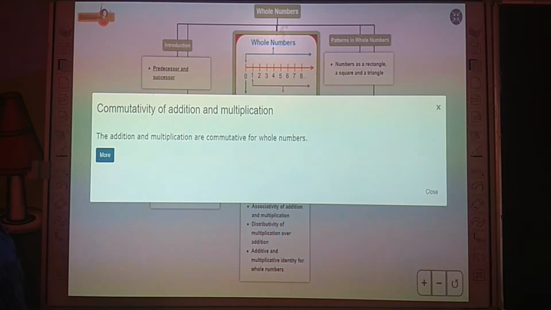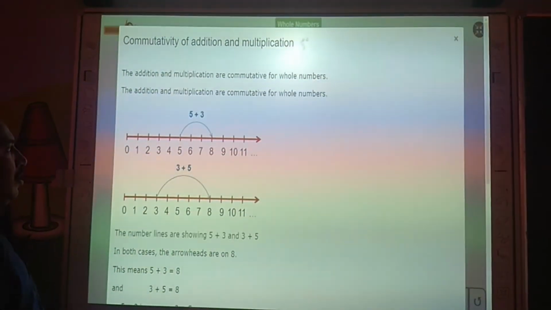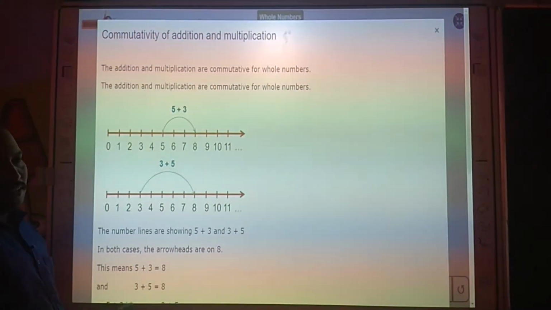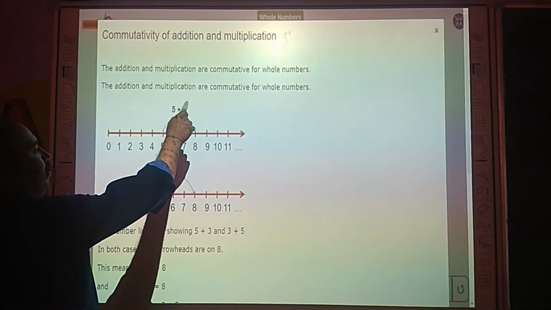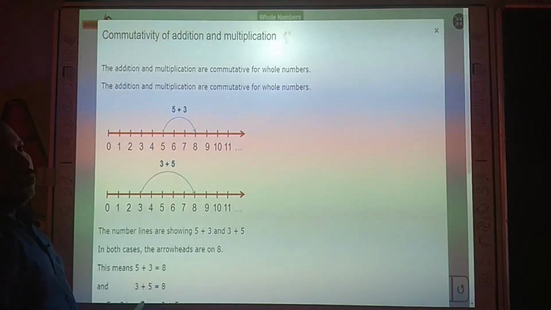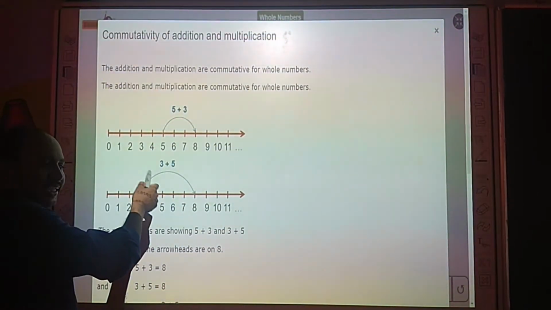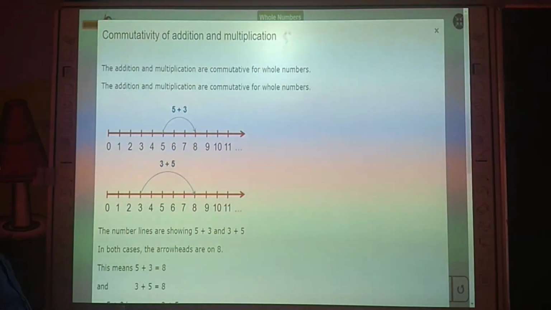Commutative property of addition and multiplication. 5 plus 3, 3 plus 5 is commutative. Because A is a whole number and B is a whole number: 5 is a whole number, 3 is a whole number, 5 plus 3 is equal to 8. Here 5 plus 3, here 3 plus 5. A plus B, B plus A. That is the commutative property. A plus B is equal to B plus A. 5 plus 3 is equal to 8, and 3 plus 5 is also 8.